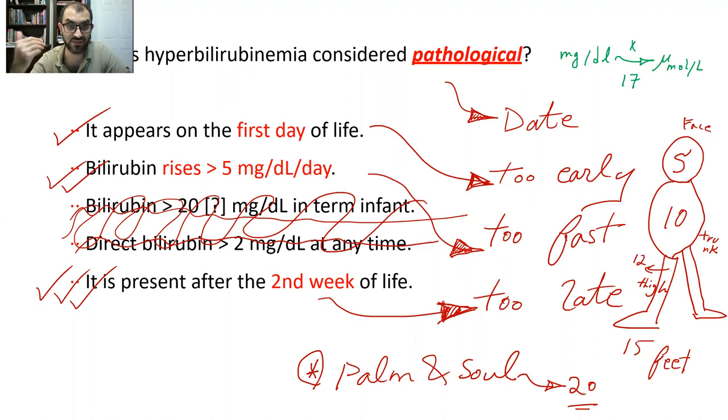Doc, yesterday it was his face, today it's his trunk, tomorrow all the way to the feet. That's pathological. I am talking about the bilirubin level. Bilirubin rises more than 5 milligram per dL per day. Too early, too late, too fast. Everybody's clear with pathologic versus physiologic? Everybody is clear with the concept? Any question about it so far? Clear, guys? Okay, then we are moving on.